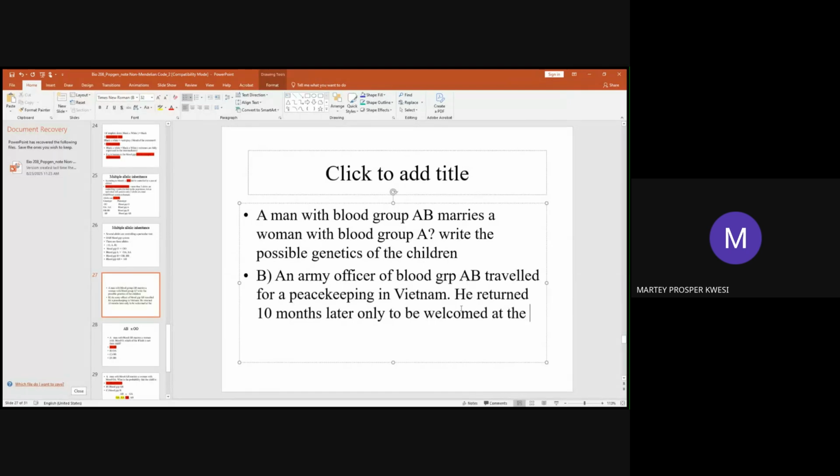Hello, doctor. Please, your question, is it write the possible genetics of the children? Write the possible genotypes. Thank you.